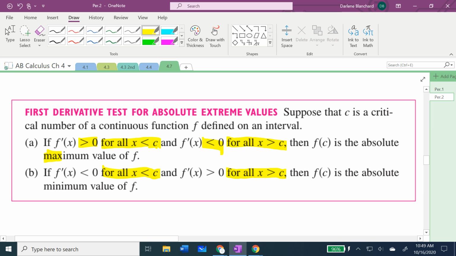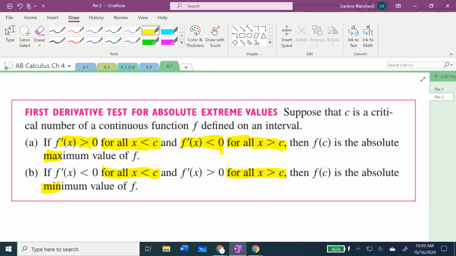But if you're in an absolute maximum justification, you have to express that for all x less than the critical number within the domain, you have a positive first derivative. And for all x greater than that critical number in that particular function's domain, your derivative is negative. And then vice versa for minimum. So make sure you're very, very clear on what is expected to justify absolute maximum minimum. These are the two ways that they're looking for.